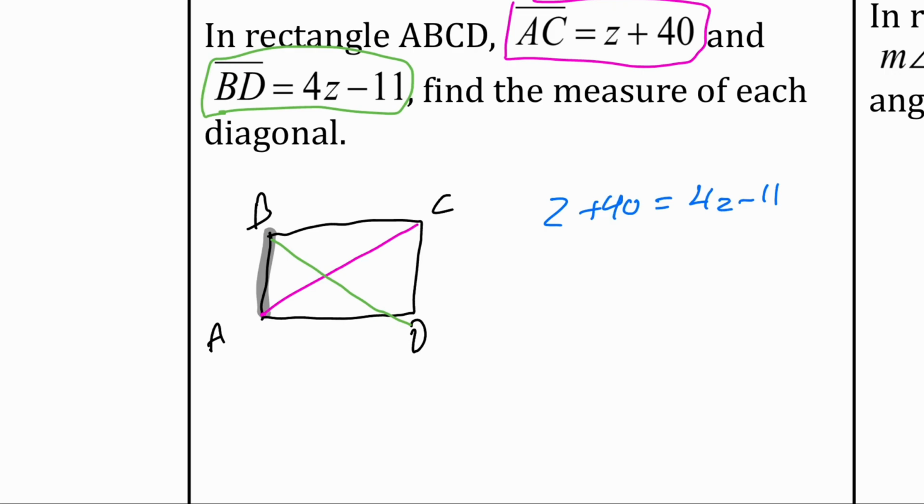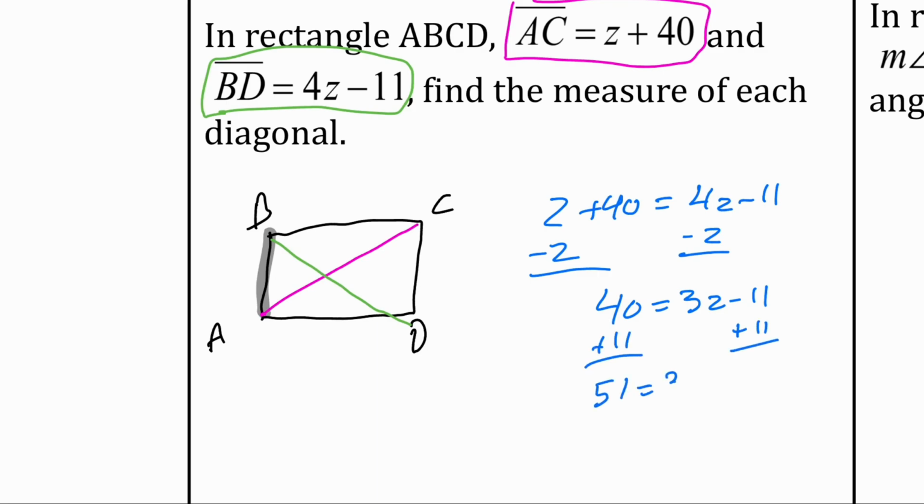And we can go ahead and solve for Z. I'm going to subtract Z from both sides. When we do that, we end up with 40 equals 3Z minus 11. I'm going to add the 11 to both sides. I end up with 51 is equal to 3Z. And as I solve for Z, I'm dividing by 3. We end up with Z is equal to 17. Now, we want to find the measure of each diagonal, right? That's actually not our final answer.